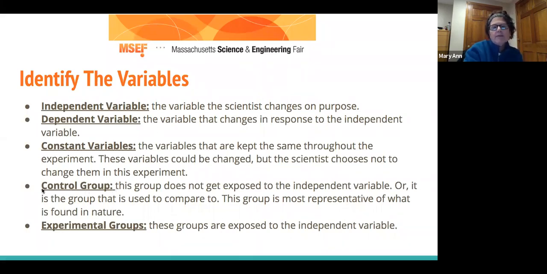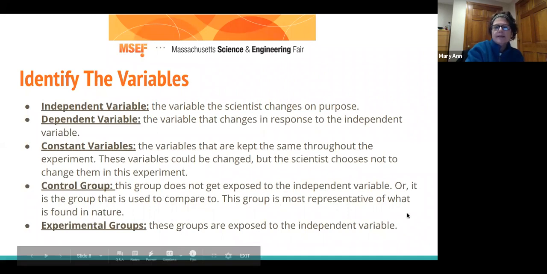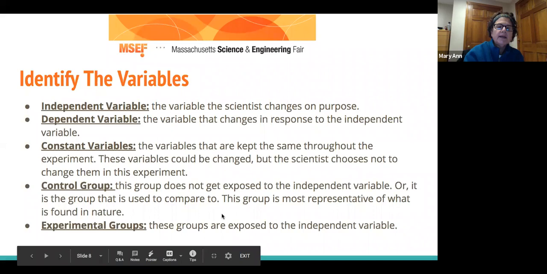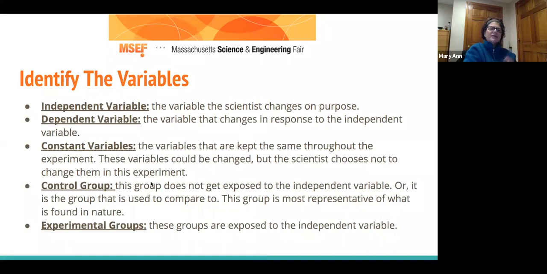So here's how we define the control group: this group does not get exposed to the independent variable, or it is the group that is used to compare to. It is the group most representative of what is found in nature. So this isn't really a variable. It's not something that you're changing on purpose. This is a group of things. In our case now, it's a group of Alka-Seltzer tablets.